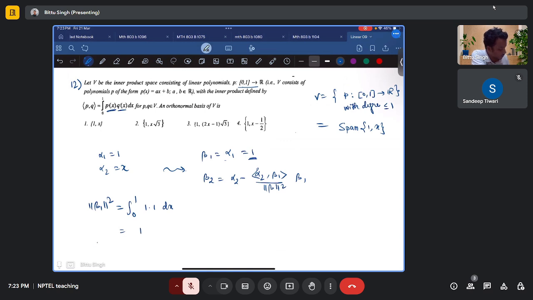And alpha 2 inner product beta 1. So what is alpha 2? Alpha 2 is the same as x. So x times beta 1, which is 1, dx. So x squared by 2.